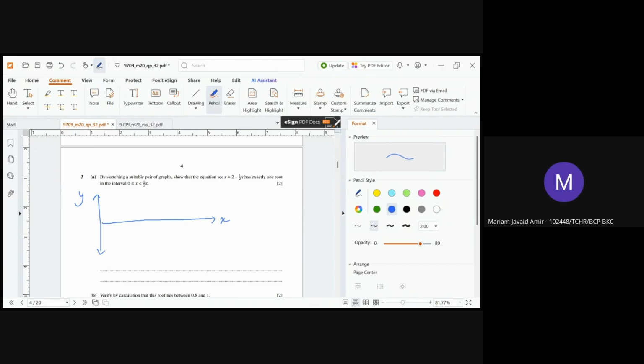Okay. Secant x is the reciprocal for cos x. So let me roughly sketch the graph for cos x first. This is what cos x looks like. This is one full period which goes from 0 to 2 pi. That means this is pi and this would be half pi. So we're only interested in this part because the domain is 0 to half pi.